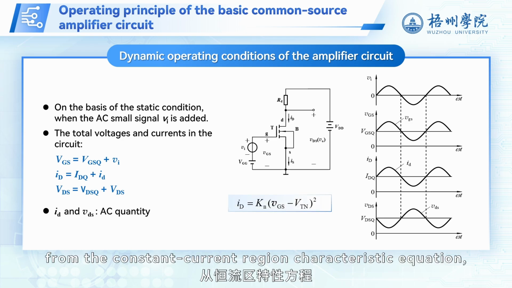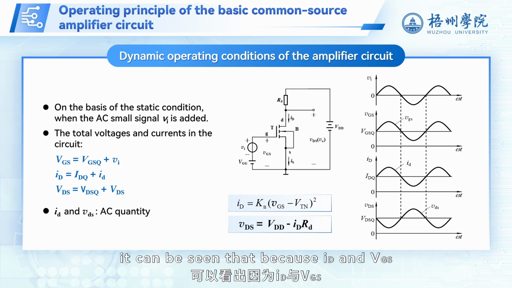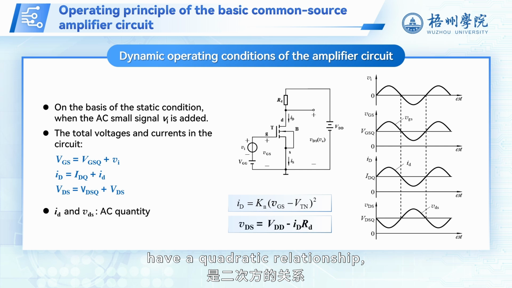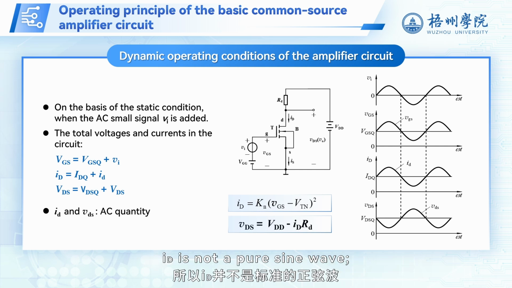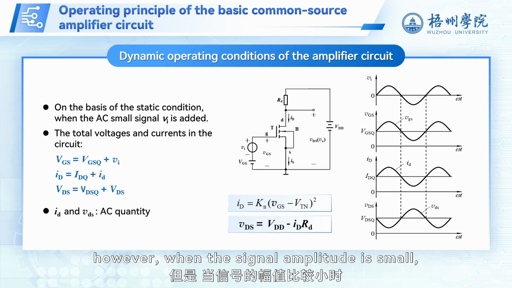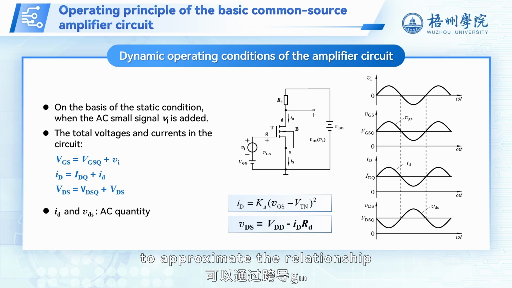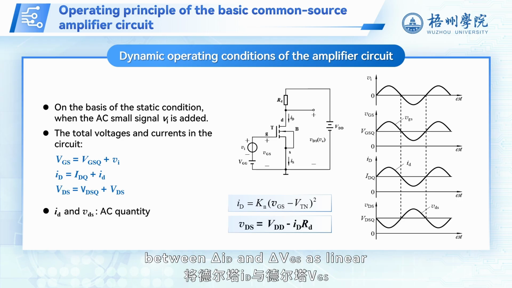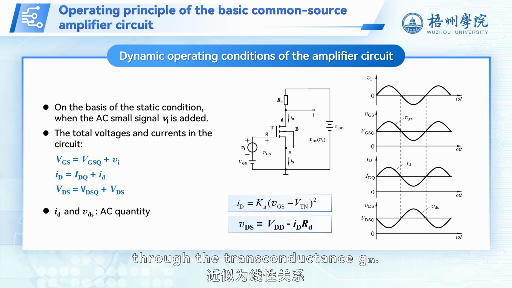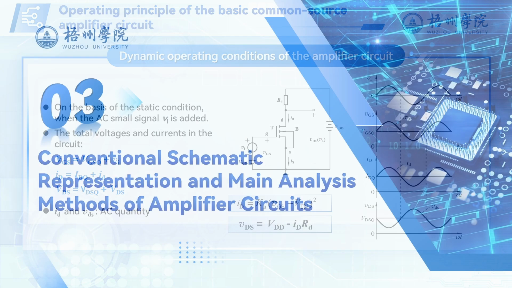In fact, from the constant current region characteristic equation, it can be seen that because i_D and v_GS have a quadratic relationship, i_D is not a pure sine wave. However, when the signal amplitude is small, the transfer characteristic curve allows us to approximate the relationship between delta i_D and delta v_GS as linear through the transconductance g_m.